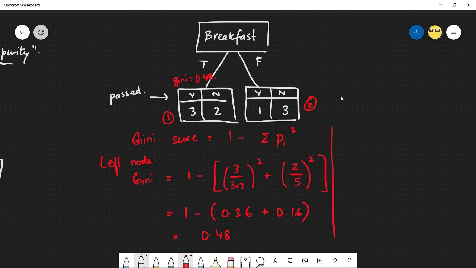Now we will evaluate the Gini score. We'll calculate it for the right node.